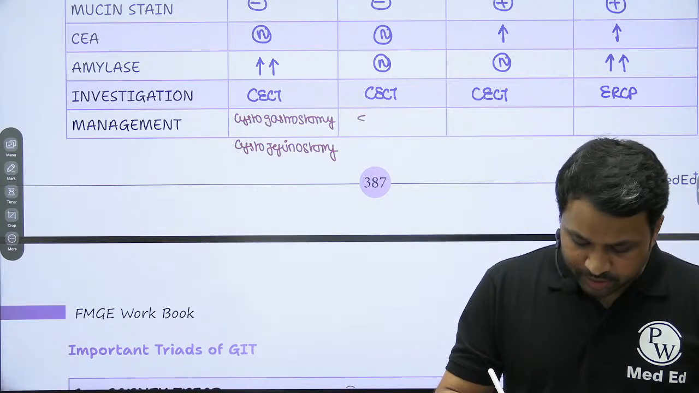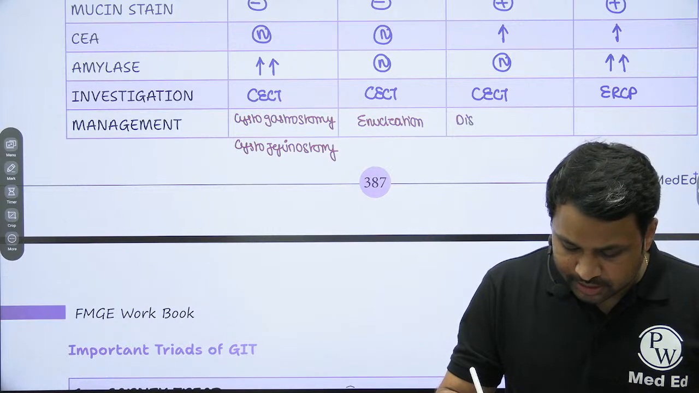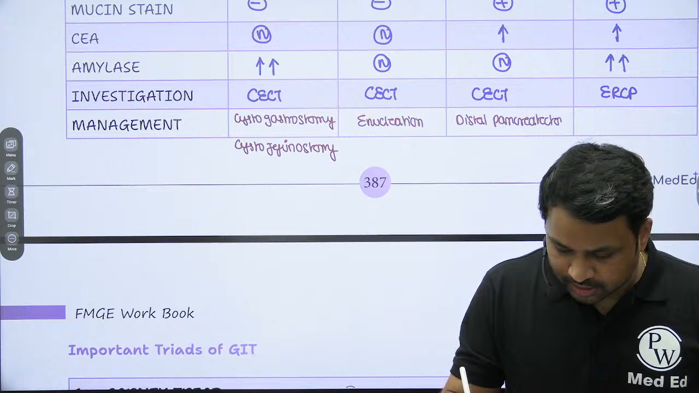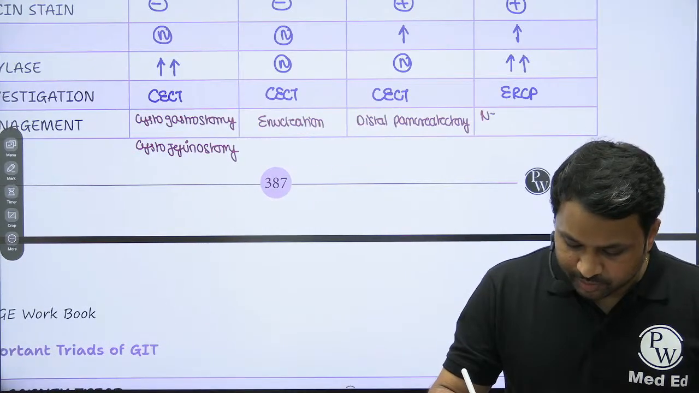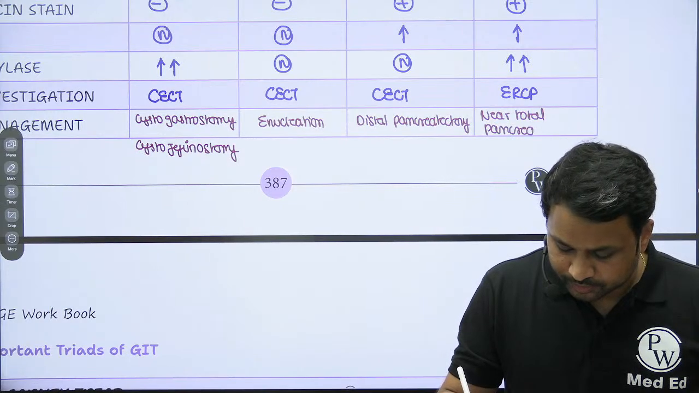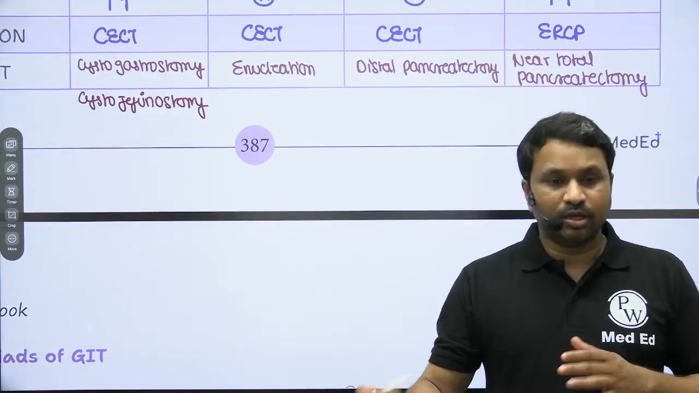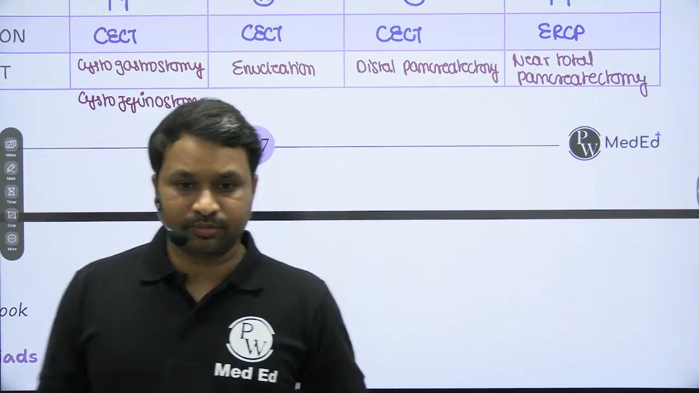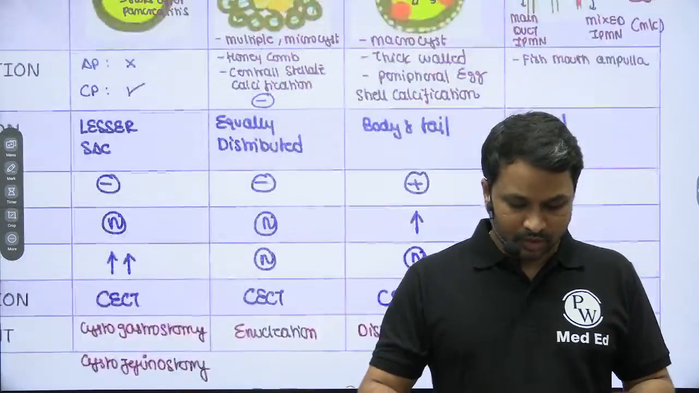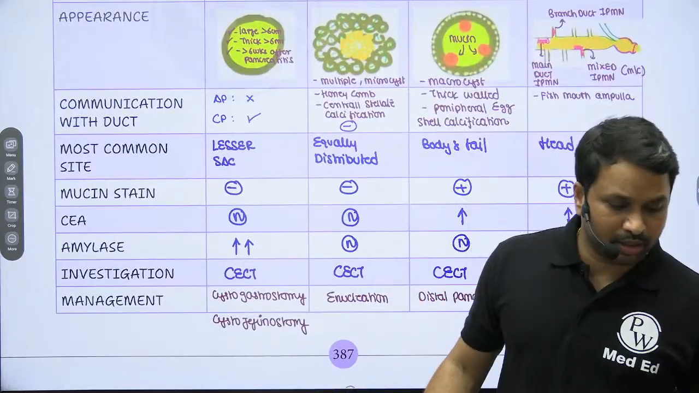Serous adenoma, we prefer doing enucleation. Mucinous adenoma, it is your distal pancreatectomy. And IPMN, we will perform a near total pancreatectomy. Okay. Sorted. So this is all that you should know in the cystic lesion of the pancreas.